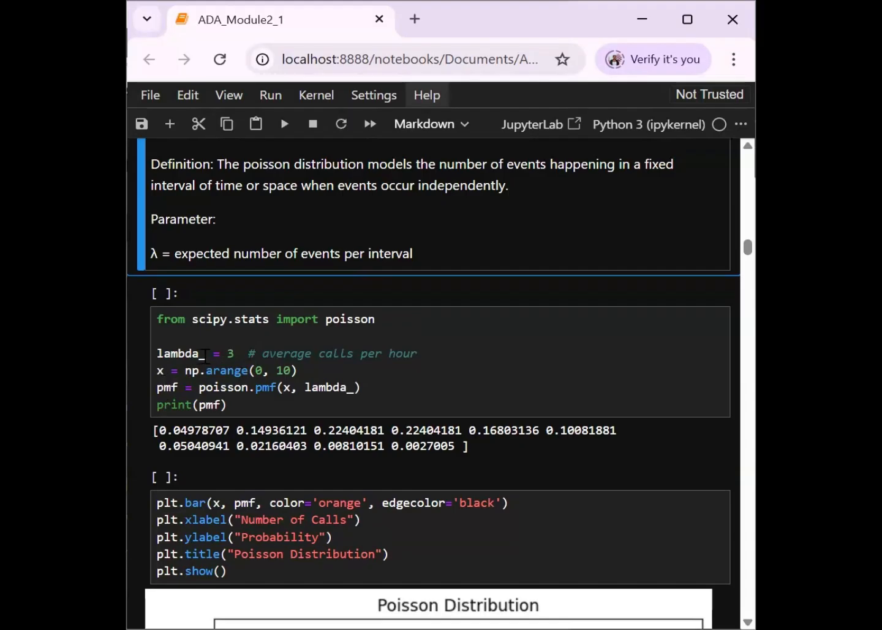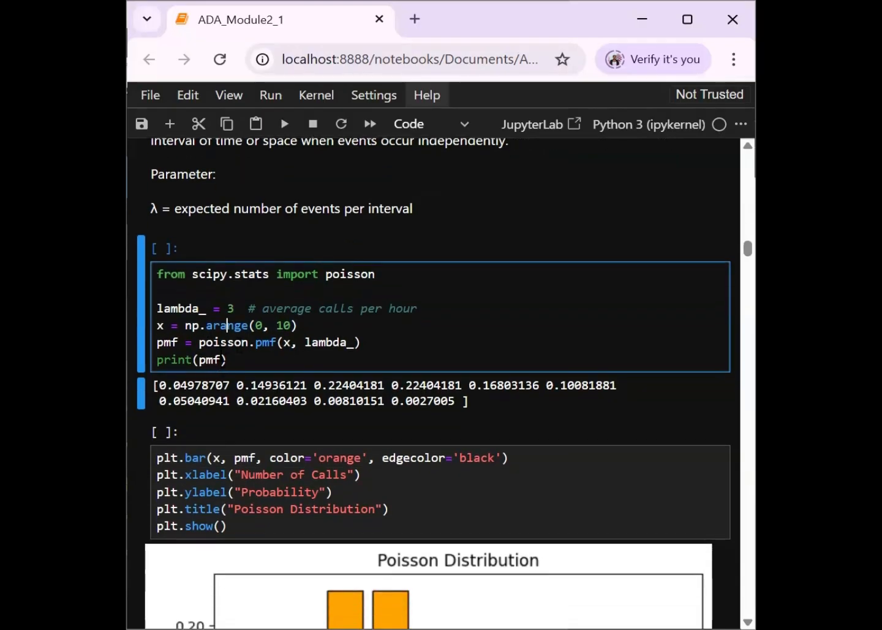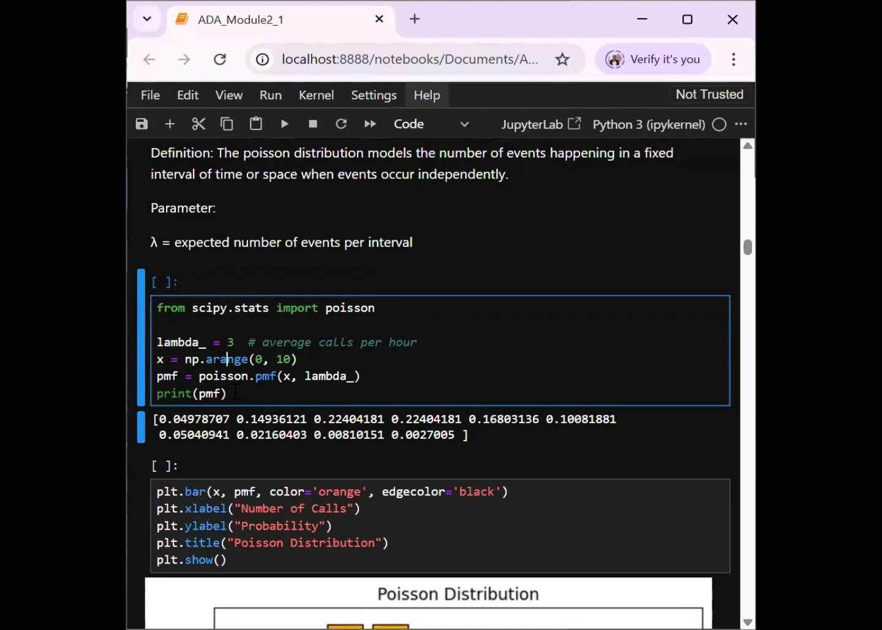Now the reason why we're putting this is because lambda is a keyword, so we want to use an underscore here to differentiate it. Then we have x equals np.arange, and then we get the possible number of outcomes. So at the end of the day, these calls could be zero, it could be one, two, three, or four. So now we want to show this distribution and see how the probability works.